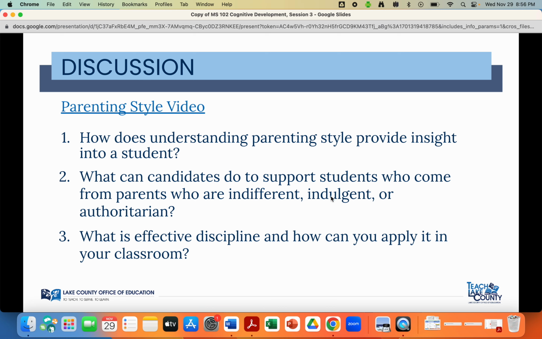Indulgent, I gave an example of that. Authoritarian, we can all think of all the negatives that can be associated with that in regards to physical abuse that might happen for a student.